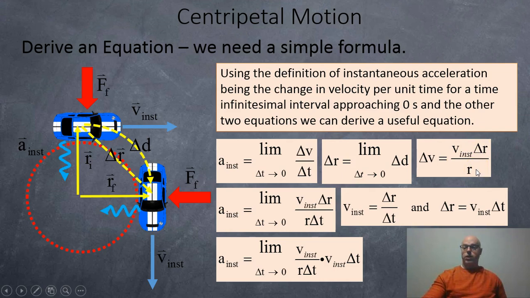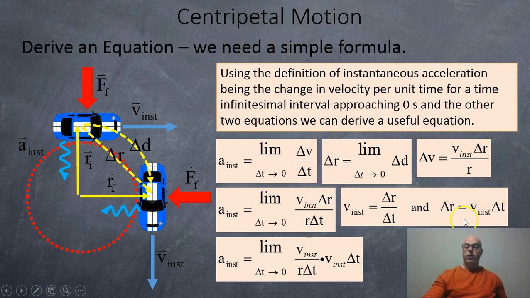So now we're going to plug these things together. What we're going to do is replace the change in velocity with the change in velocity equation right here. So we're going to sub this in right here. So we're going to get the instantaneous velocity, change in radius or displacement, divided by the radius times the time interval. And then we can see that we already know that the instantaneous velocity is going to be the displacement divided by time, or the displacement is equal to the instantaneous velocity times time.